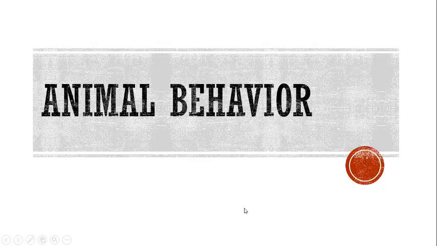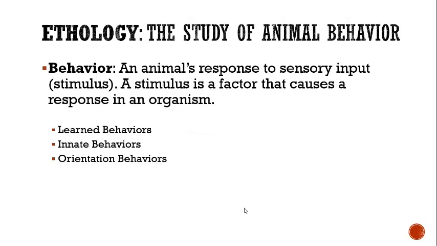Welcome to AP Biology. This video is on animal behavior. Ethology is the study of animal behavior. A behavior is defined as an animal's response to sensory input. It's an animal's response to a stimulus. A stimulus is any factor that causes a response in an organism.